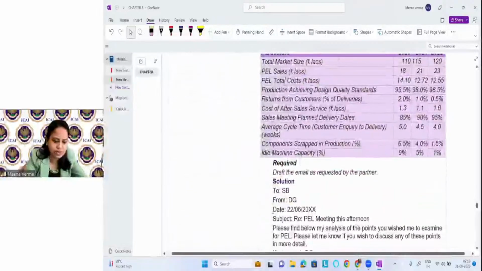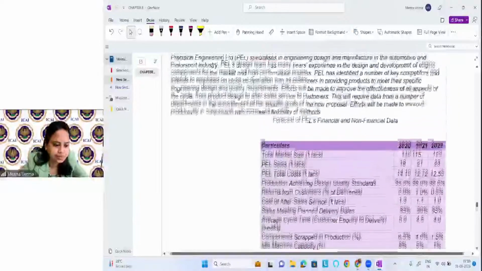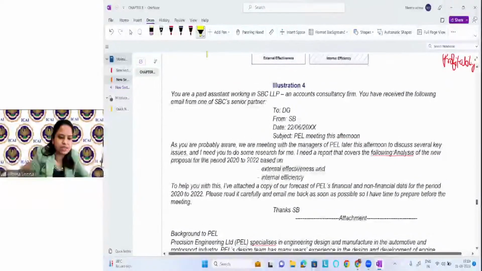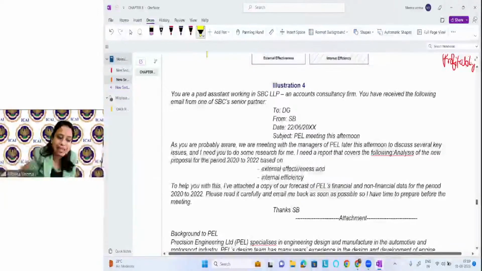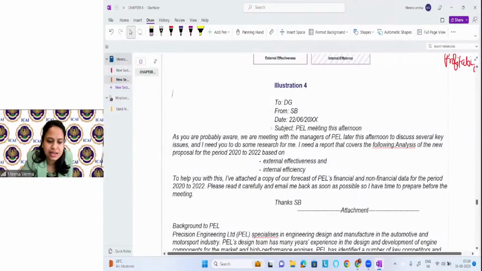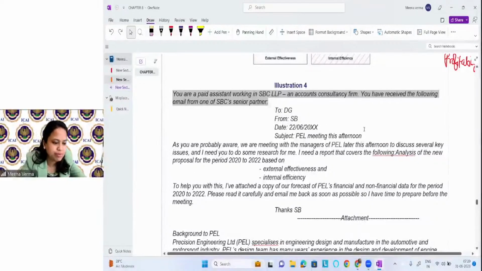See what is given here in this question. So much information. Okay, let's read it. You are a paid assistant working for an accountancy consultancy firm. Okay, so you are a consultant now. You have received the following email from one of the senior partners. You just received a mail. Let's read the mail. To DG from SB, date, and subject is what? PEL meeting this afternoon. So this mail is about a meeting of a company, PEL.